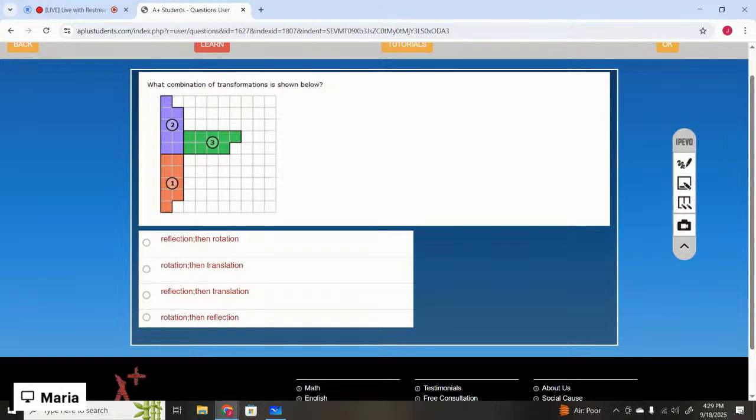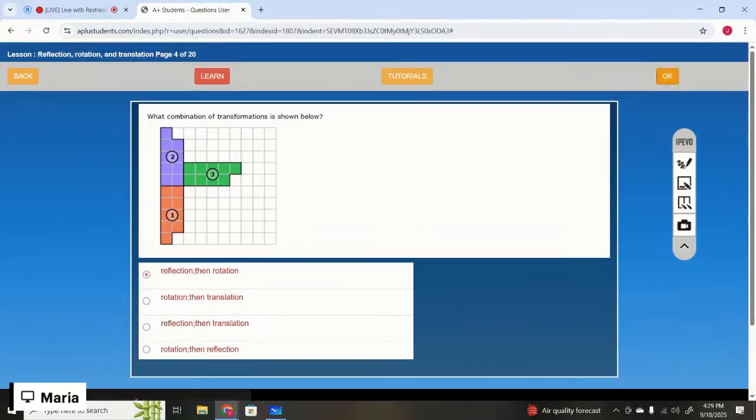What combination of transformation is shown below? 2 is the reflection of 1. Reflection and then rotation. Option number 1 is the correct option.